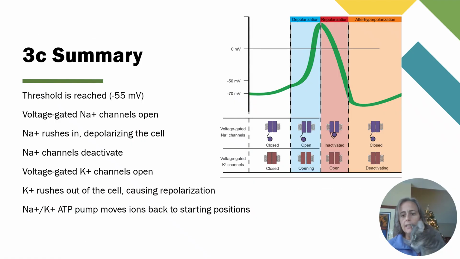This is everything in written out form. So again, you reach threshold, which is approximately -55. The voltage gated sodium channels open. As you can see, those are those purple ones. Sodium rushes in, we depolarize, then they deactivate. The potassium channels now are fully open, so potassium is going to rush out of the cell, and then we get all the way back negative. We undershoot a little bit, and then our sodium potassium ATP pump is going to move us back into our starting positions. And that's it for the action potential.